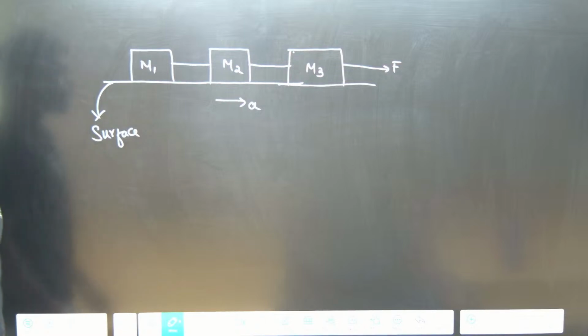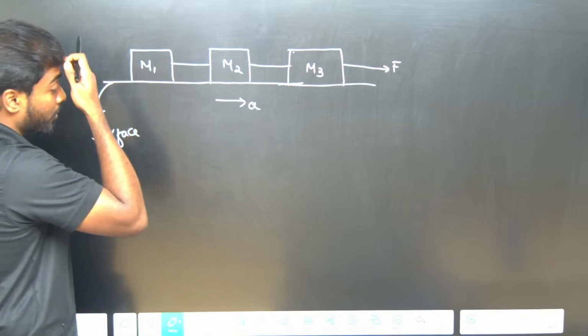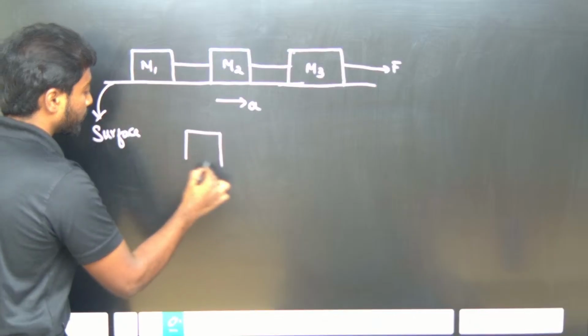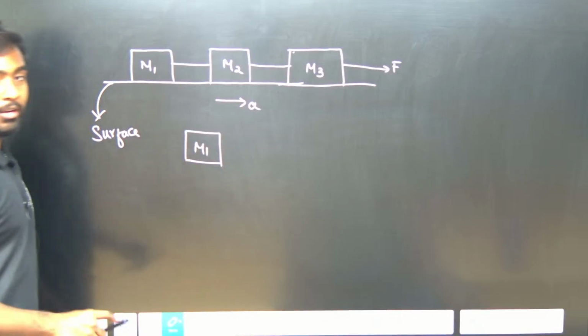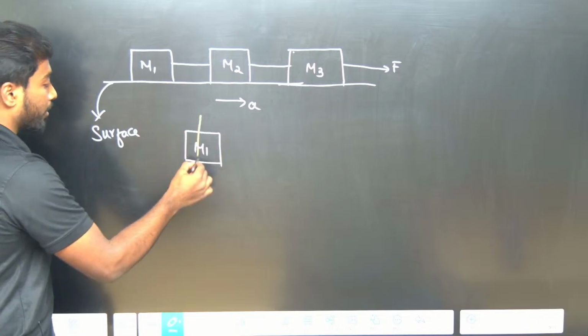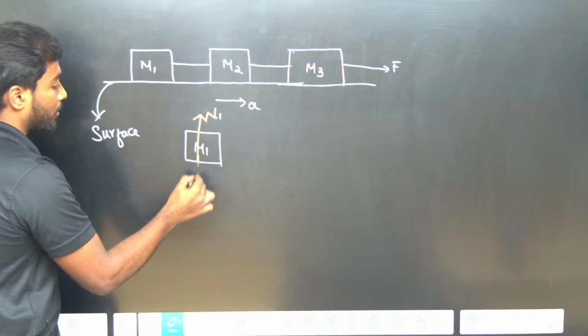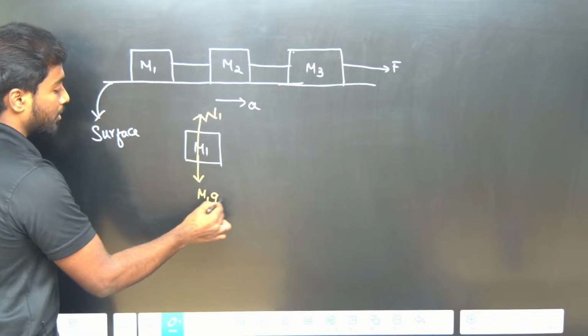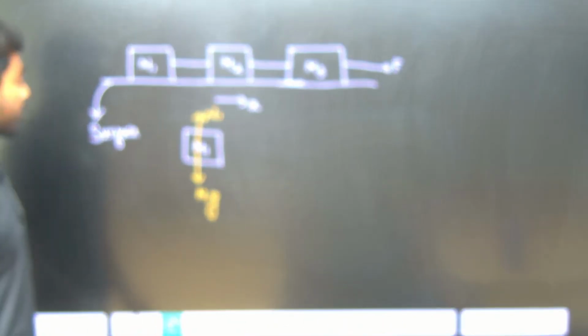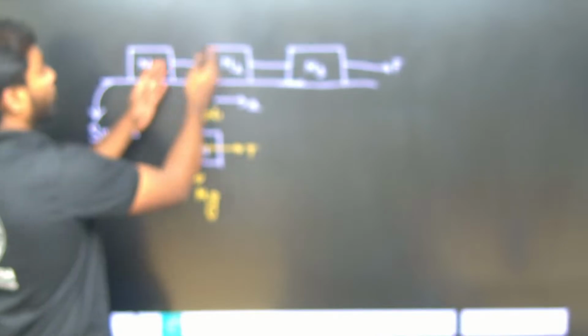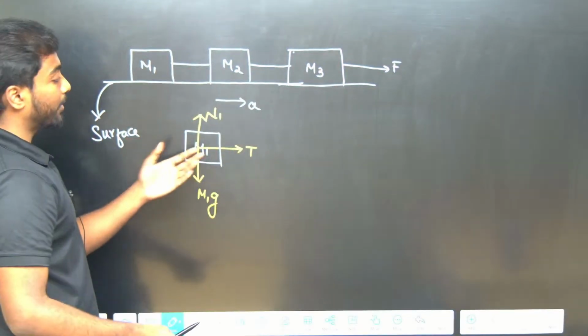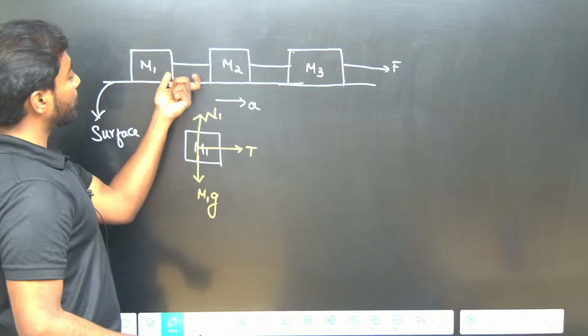Right, now I need to draw the free body diagrams of M1. So when I talk about M1, what free body diagrams are there? The normal force N1, and the weight M1G. Now the tension is away from the body, so T will be like this, right? This is a different rope, so the tension will be different between this pair and that pair.